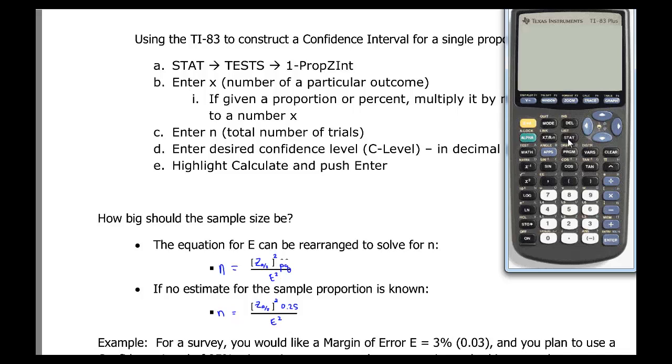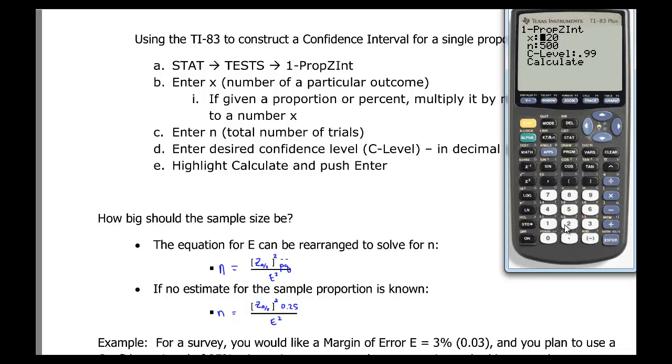So in the calculator, in your Stat menu, go over to Tests. And we're doing a confidence interval for a single proportion. So that's a 1 proportion Z interval. And it's letter A in the TI-83. So 1-PropZInt. And hit enter. So you can see that I already put the values in.